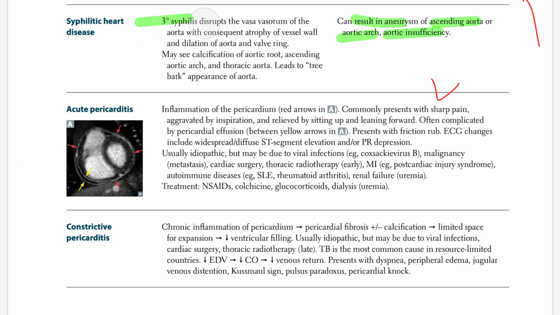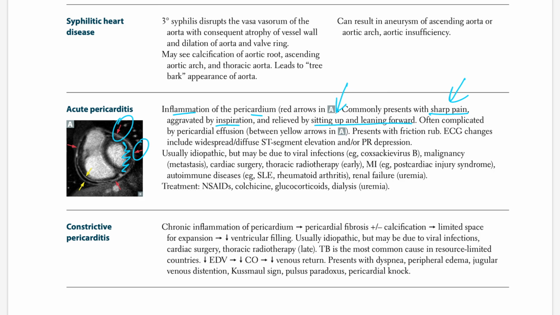Now let's look at the next topic, which is acute pericarditis. Acute pericarditis is inflammation of the pericardium, red arrows in A. Here is the acute inflammation of the pericardium. It commonly presents with sharp pain, aggravated by inspiration, relieved by sitting up and leaning forward. High yield: pericarditis has a pain that can be relieved by sitting up and leaning forward.